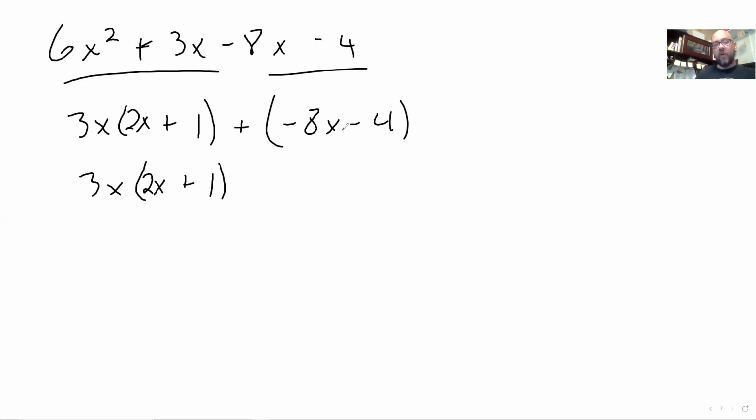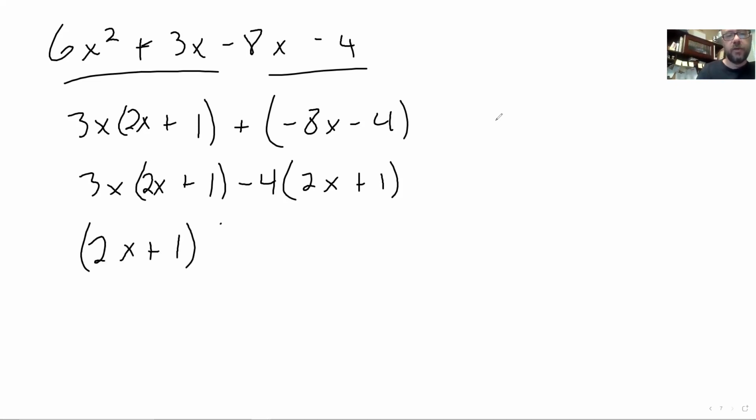I'm going to pull a negative 4 out of this to make the signs match up. All right, so I pull a negative 4 out, and when I pull negative 4 out of negative 8x, I get 2x. Pull negative 4 out of negative 4, I get plus 1. And then the 2x plus 1 is in common, so I'll pull that out, 2x plus 1 times 3x minus 4. And that will give me what I want.